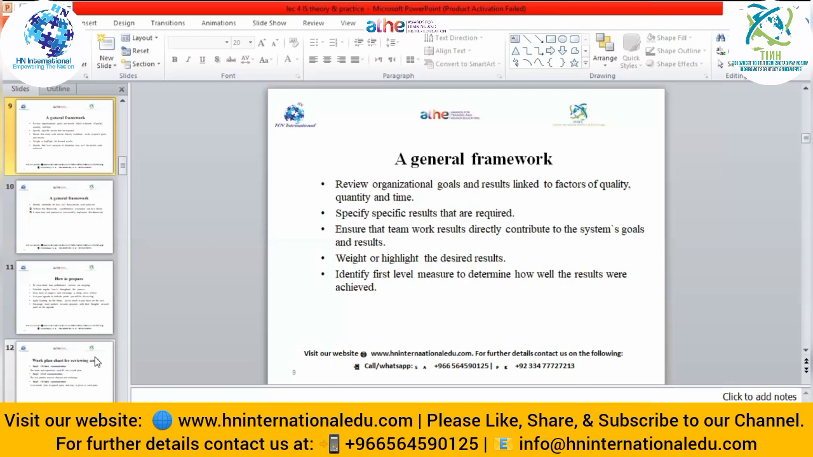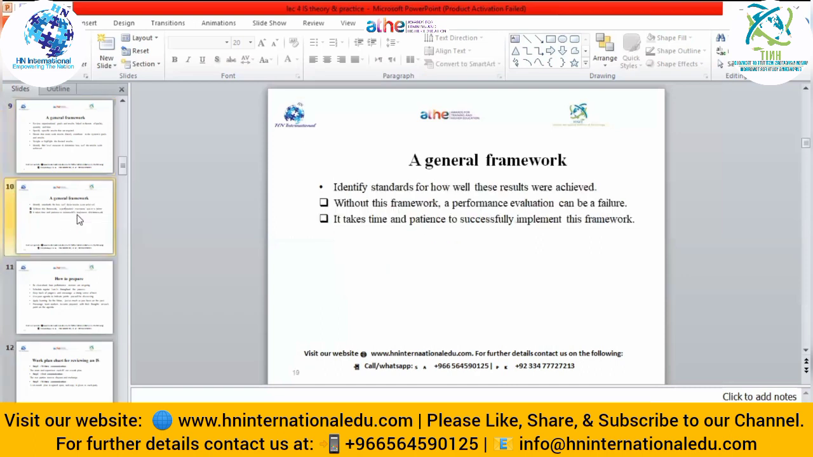Weight and highlight the desired results. So we have to give the weightage of our results like 40%, 30%, 20%, 3 star, 4 star, and we have to highlight the weak areas as well as the strong areas. Identify the first level measure to determine how well the results were achieved. So, in that, we have to observe our upper level observations. Now, we have to identify the standards for how well the results are achieved.